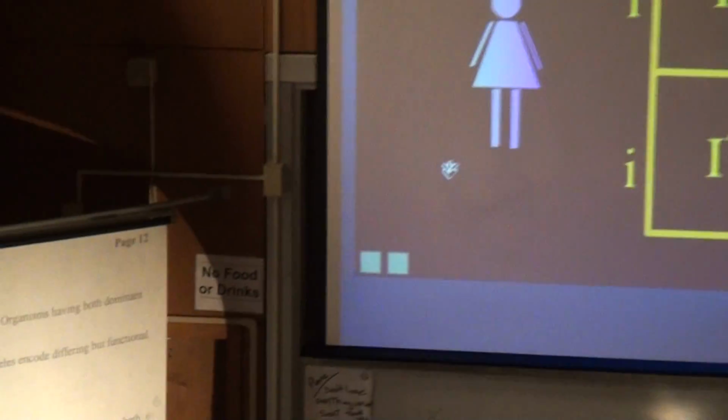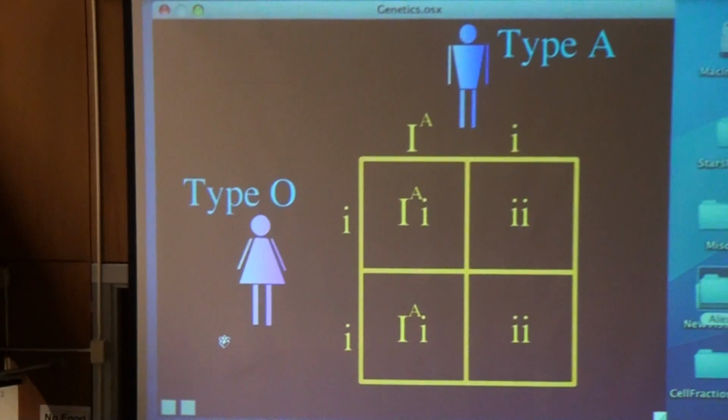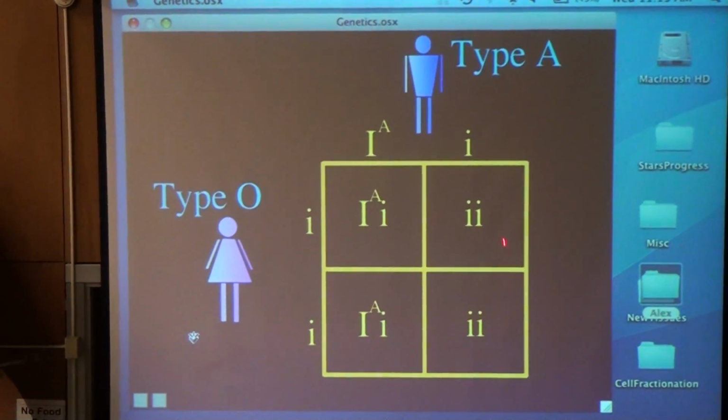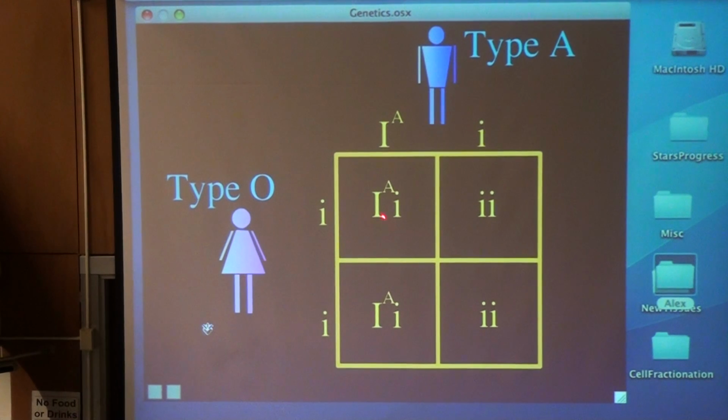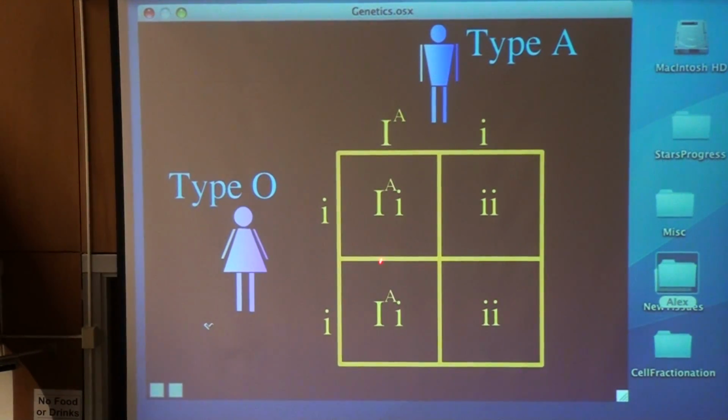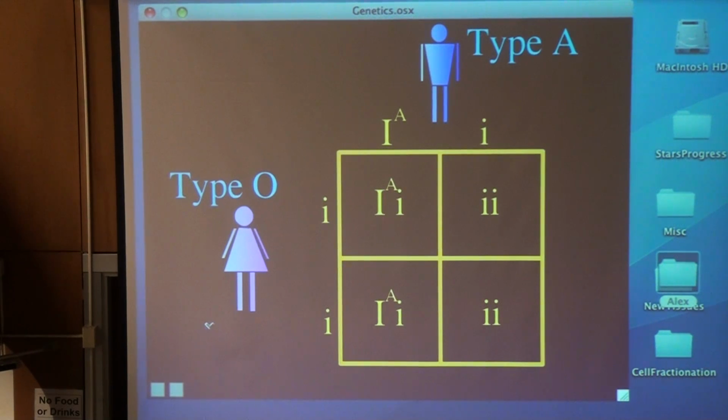And if you fill in the Punnett square, look what it shows. Every kid they have has a 50% chance of being blood type O, and every kid they have has a 50% chance of being blood type A. So yes, it is possible for a blood type O woman and a blood type A man to have blood type O kids.